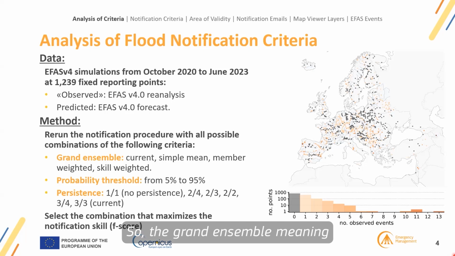For the grand ensemble, meaning the combination of the 4 meteorological forecasts, we tested 4 approaches. One is the current approach that looks independently at the deterministic and probabilistic models. The second approach is a simple mean over the 4 models. The third approach is a weighted mean that is weighted based on the number of members of each of the models, so to say a quantity weighted approach. And the fourth and last approach is skill weighted. It's an average weighted by the skill of each of the models, so to say a quality weighted approach.